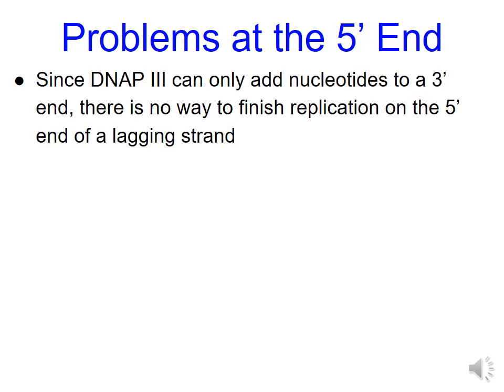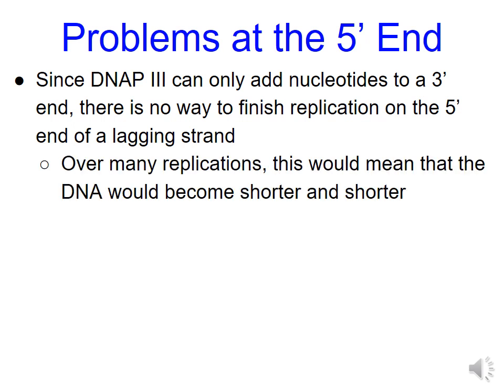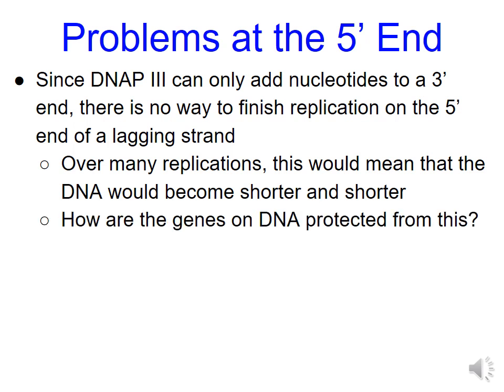So sometimes we run into problems at the 5' end. Since DNAP3 can only add nucleotides to a 3' end, there's no way to actually finish the replication on the 5' of that lagging strand, because remember, that's the one we're doing in little strips or pieces. So over many replications, the DNA is going to get shorter and shorter and shorter. That would be a problem.